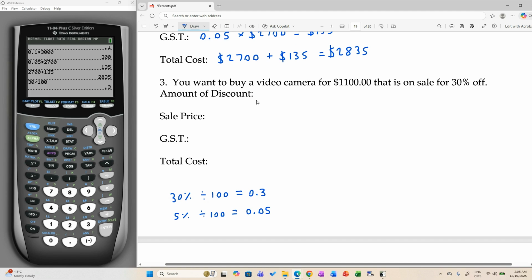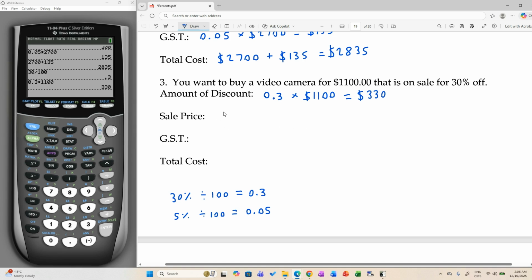Amount of discount is going to be my 30% of the 1,100. So 30% is 0.3. So hence I simply type in 0.3 and I'm going to multiply it by $1,100. Okay, great. Sorry, that zero is bothering me here. I'm going to draw it again. So yeah, 0.3 times $1,100. Let's type that in our calculator. I'm going to get $330. So that's the amount I have discounted.